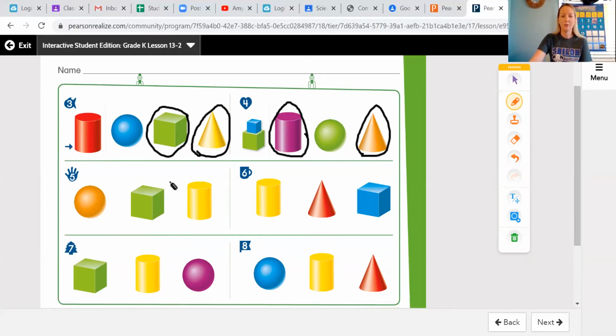What about a cube? Can a cube roll? No, it does not have any round or curved edges. Can a cube stack? Yes, because it has flat edges, but it cannot roll and stack.